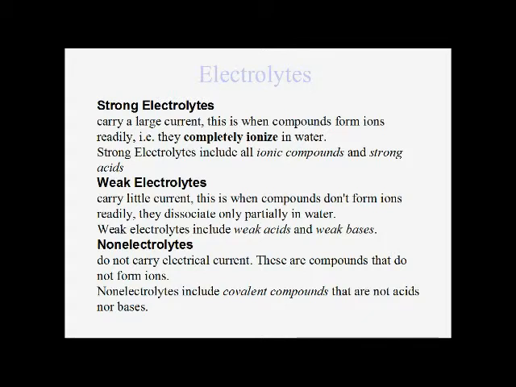Weak electrolytes have poor current carrying capacity. This forms either from a poor solubility, a low solubility of an ionic compound, or a partially ionized compound, which is generally our weak acids and our weak bases. Non-electrolytes do not carry electricity, and these will be our covalent compounds that are not acids or bases.